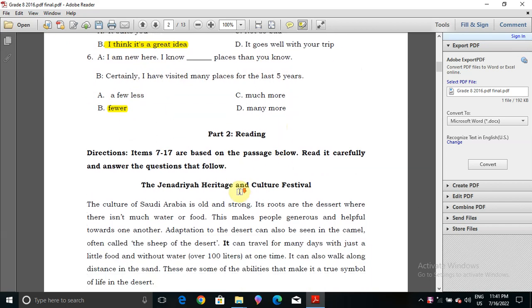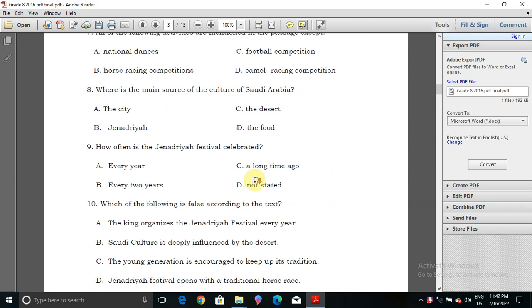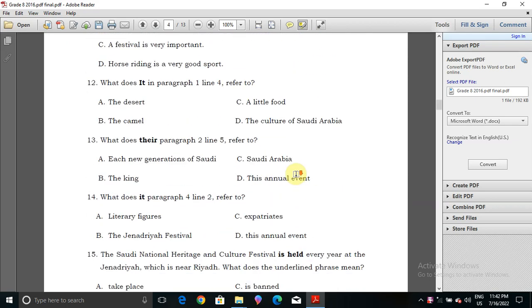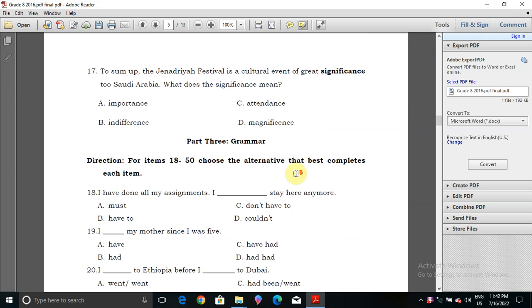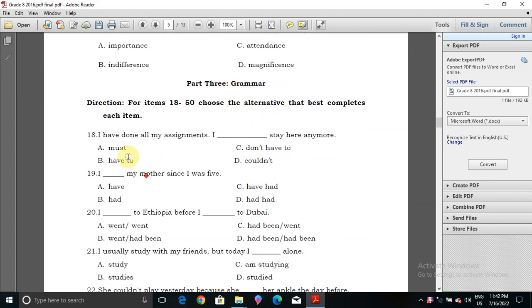Now part 2 is reading, so we will skip the story and its questions. Now let's go to question number 18. From question number 18 until 50, it will be the part of grammar. Okay, now let's start with the questions.